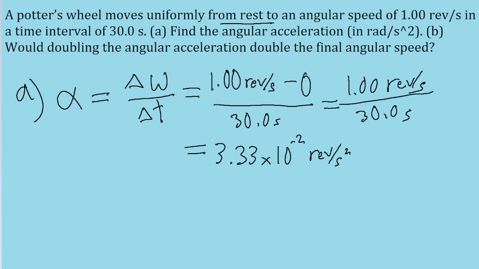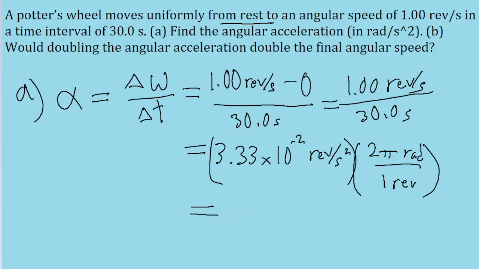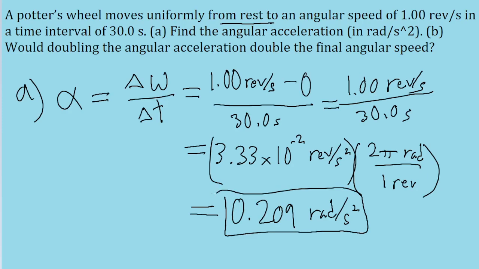But the problem asks us to write this in radians per second squared. So let's convert from revolutions to radians. So that's 2 pi radians for 1 revolution. And if we put this into a calculator, we find that this is equal to about 0.209 radians per second squared. And that's the answer to part A.